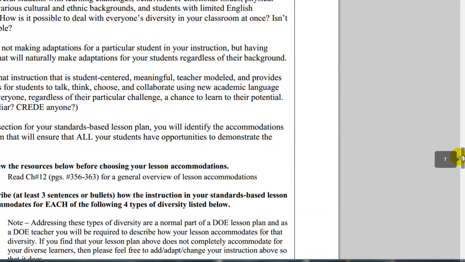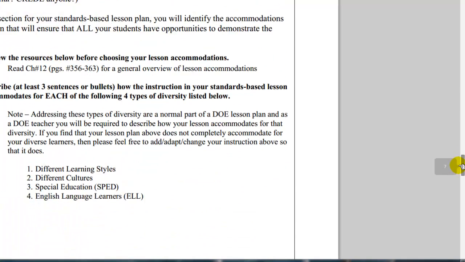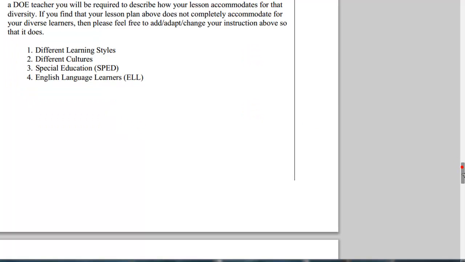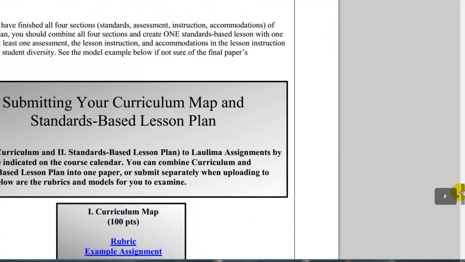Then finally, you're going to accommodate your lesson for these 4 different types: different learning styles, different cultures, special needs, and English language learners. You'll be pulling out parts of your lesson in which you'll say, I have addressed learning styles by blank, blank, blank, and then you'll add it into your format.